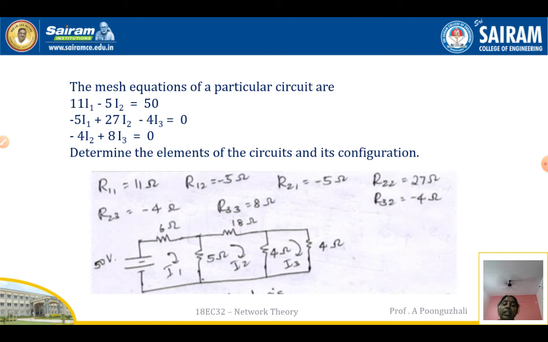Positive and negative, we are going to have here the I1 current present. Next, coming to the second equation, minus 5I1 is R21. Between 2 and 1 I am going to have minus 5. Then I3 is R23, between the second loop and third loop I am going to have a resistance of 4 ohms. So I have 4, here 5, totally 9. The total is 27, so 27 minus 9 is 18. So the third resistance is going to be 18 ohms here.